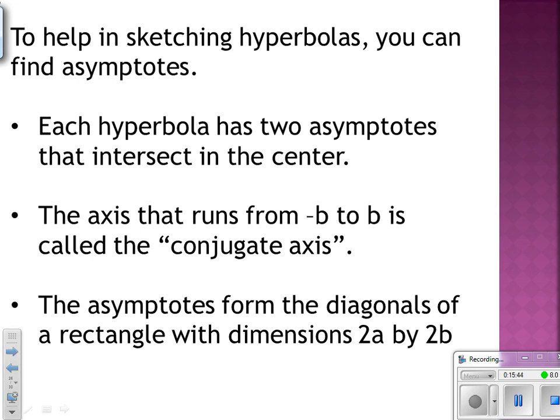Now, in helping to sketch with the hyperbolas, here's where we're going to bring in that asymptote thing. Each hyperbola is going to have two asymptotes. They're going to be slant ones, and they will intersect in the center of your hyperbola. The axis that runs from your negative b to b is called the conjugate axis. The major one, remember, was called your transverse axis. The other one is the conjugate axis. The asymptotes form the diagonals of a rectangle. I'll show you how we can sketch that rectangle to help us, but we can also use our a's and b's to come up with those equations of lines that can be sketched as well.